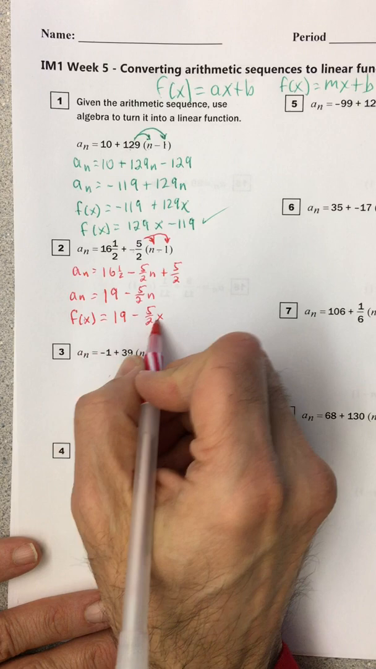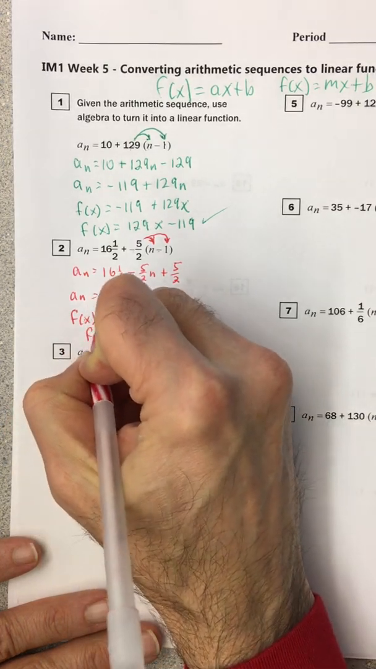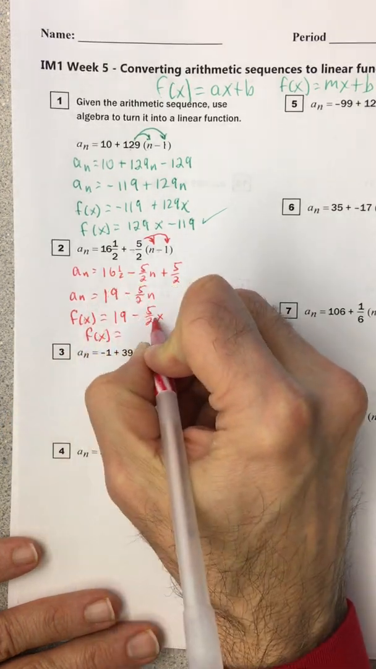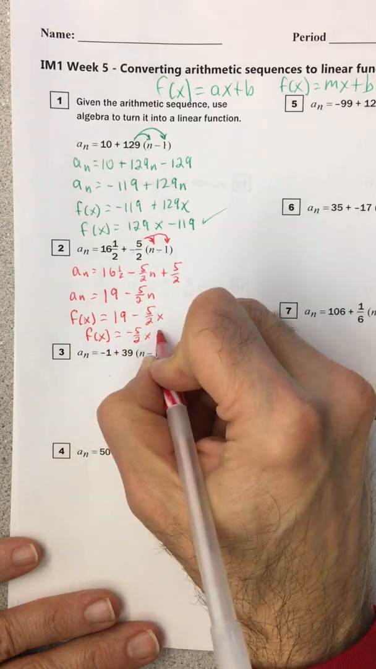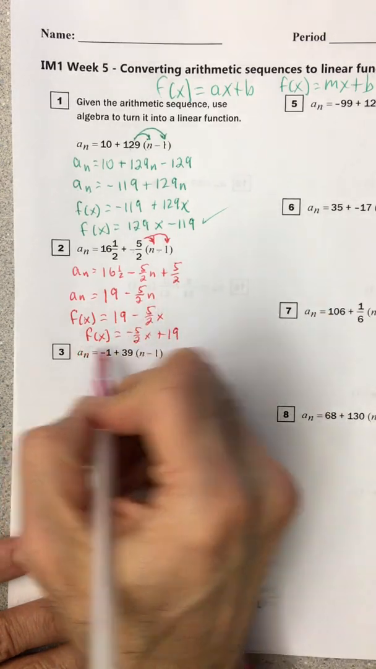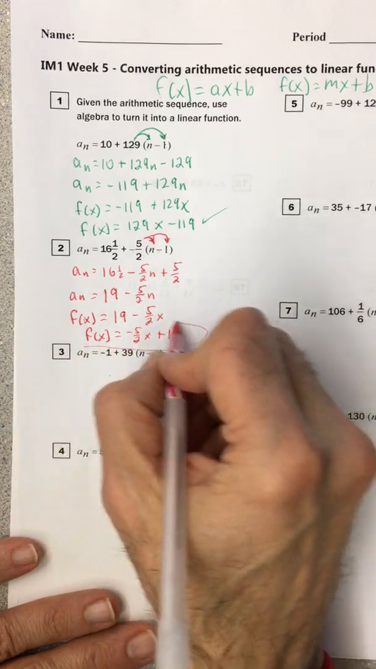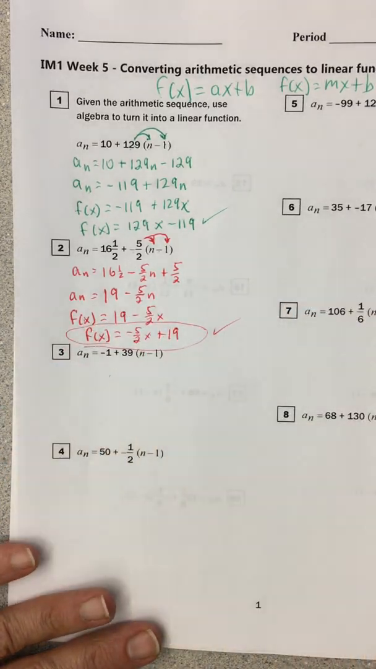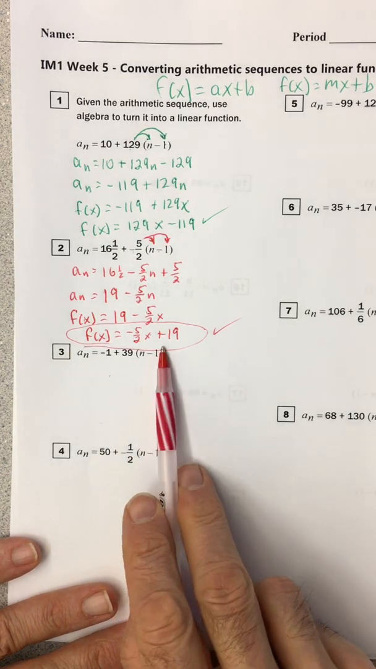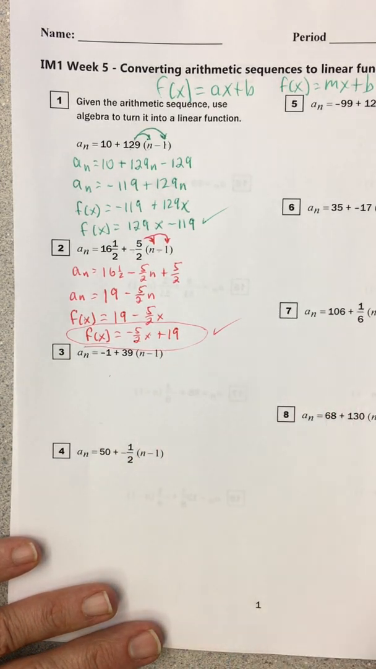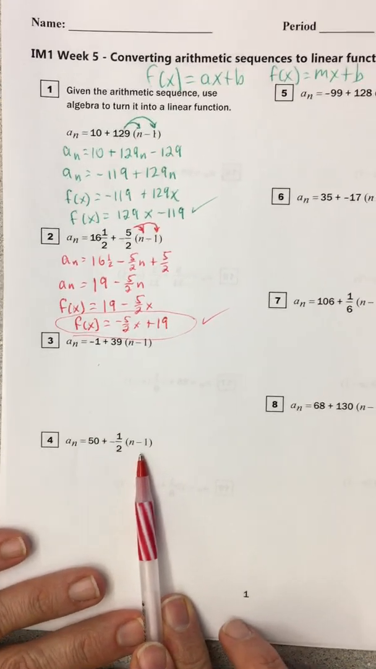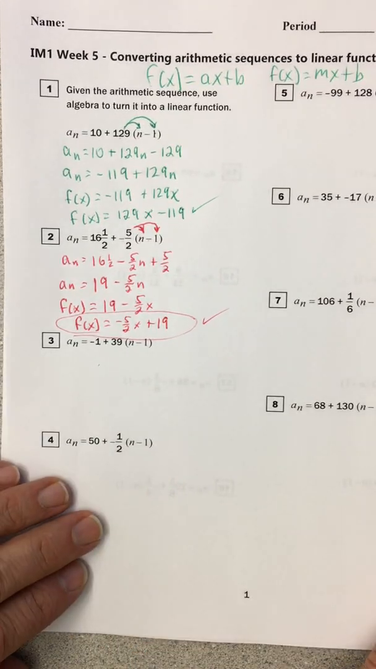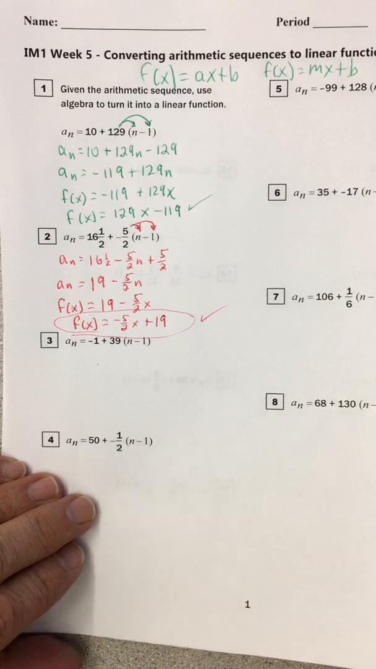And let's see what happens. Oh, I want to switch the order. f of x equals negative 5 halves x plus 19. That's 19 is positive. Bam. So, hit pause, try out this guy. Maybe this one down here, number 4. Try that one as well. When you come back, we'll look at one on the back side.